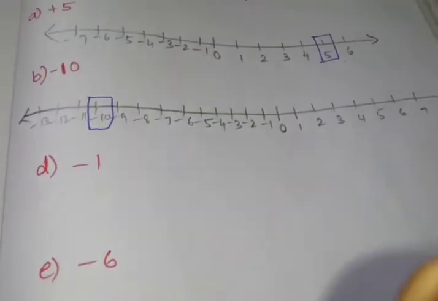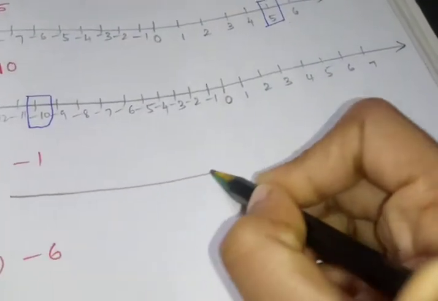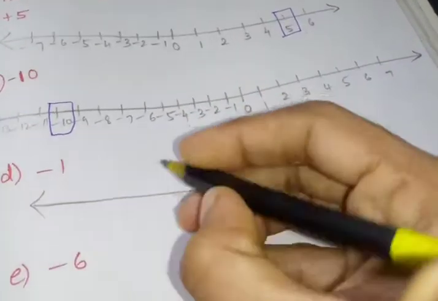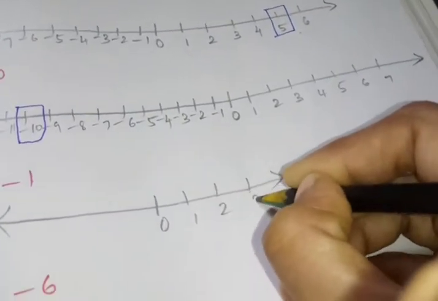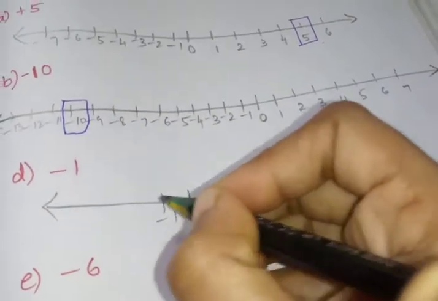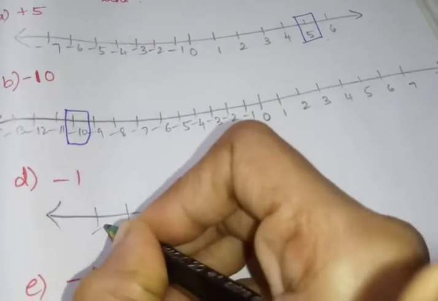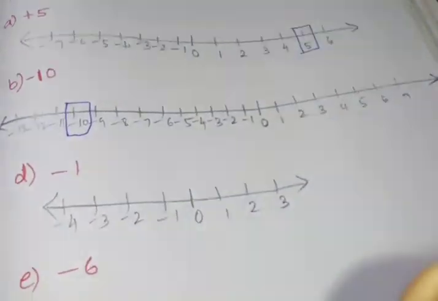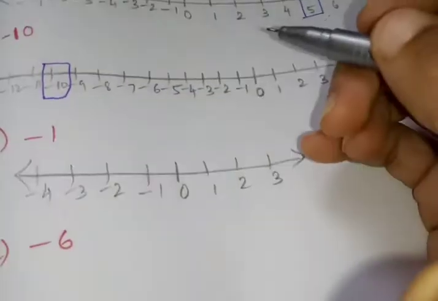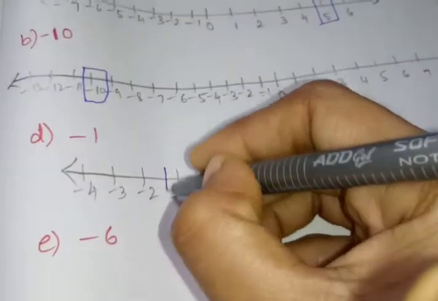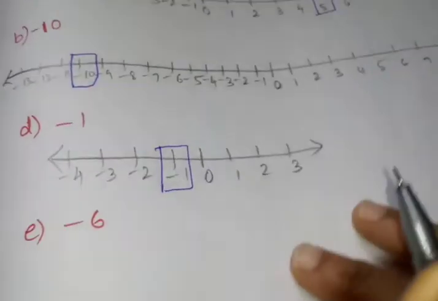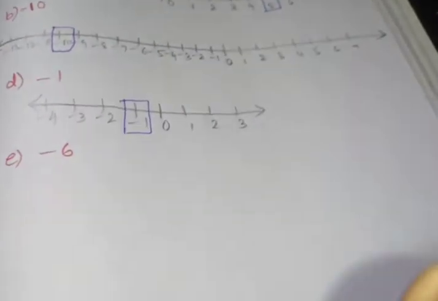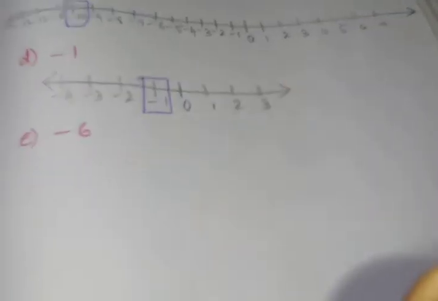Next, minus 1. A small number line is enough. 0, 1, 2, 3, minus 1, minus 2, minus 3, minus 4. In this, where does minus 1 come? Here. This is plus 1, this is minus 1. So this is how you should represent the numbers on a number line.